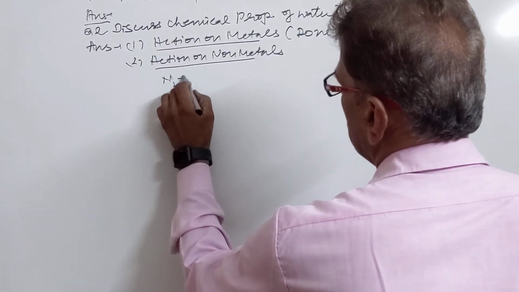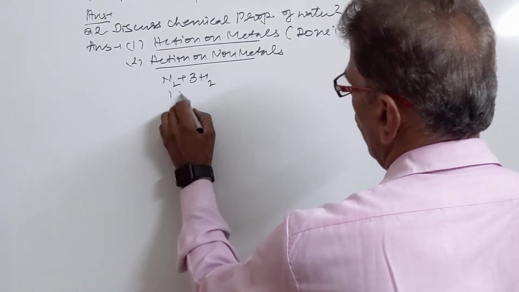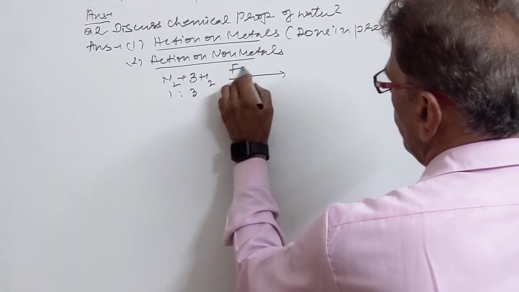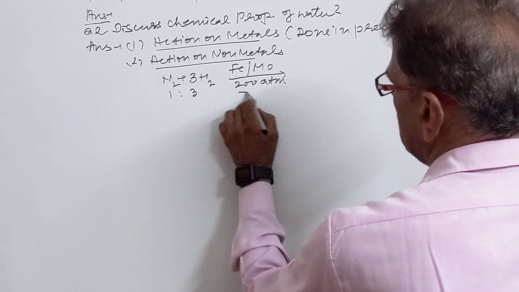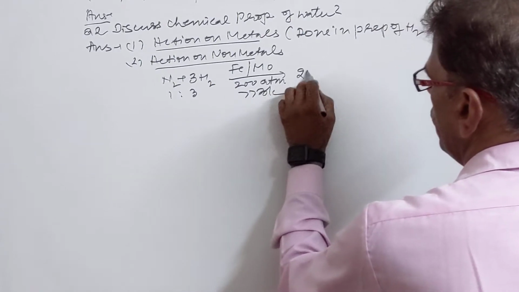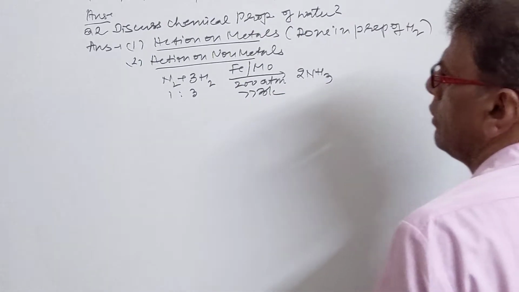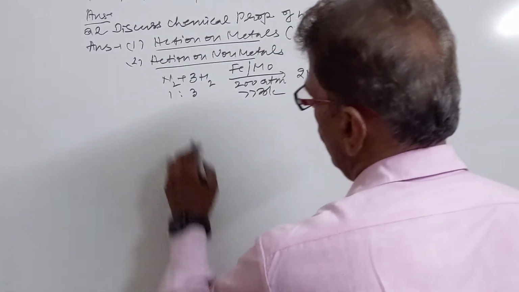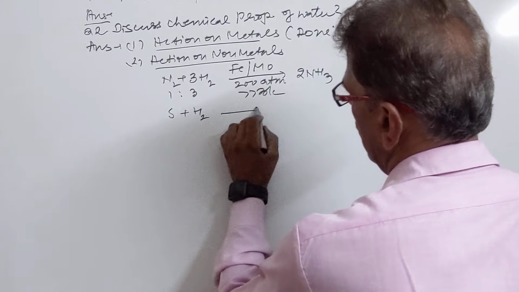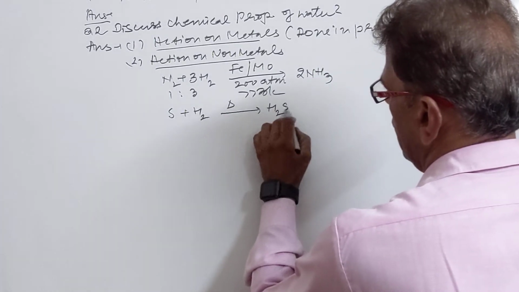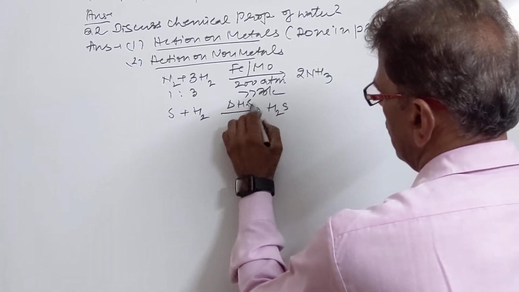Non-metals: N2 plus 3H2 combine in the ratio of 1:3 in the presence of iron and molybdenum, at 200 atmospheric pressure and 773 Kelvin, to give you 2NH3. This is the action on the first non-metal. Then it combines with sulfur at high temperature to give you H2S.